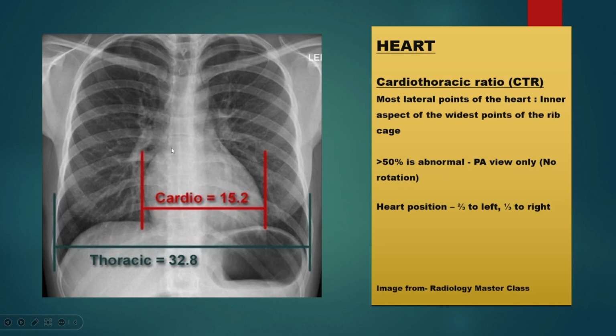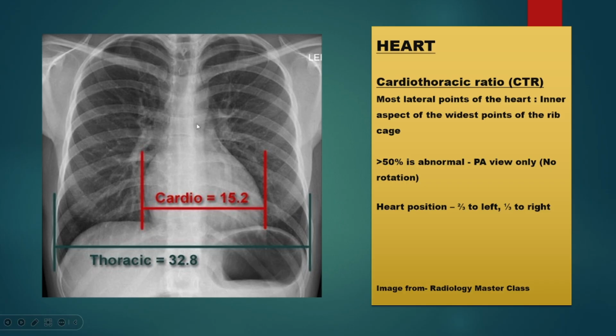Then the heart. The heart size is important. That is measured by cardiothoracic ratio. The heart size is assessed using the most lateral points of the heart and taking the distance from one right side lateral point to the left side lateral point. Then the thoracic measurement is taken at the widest point of the inner aspects of the rib cage. The ratio should not be more than 50%. If it is more than 50%, it is abnormal and considered as cardiomegaly in a proper posterior anterior chest X-ray.